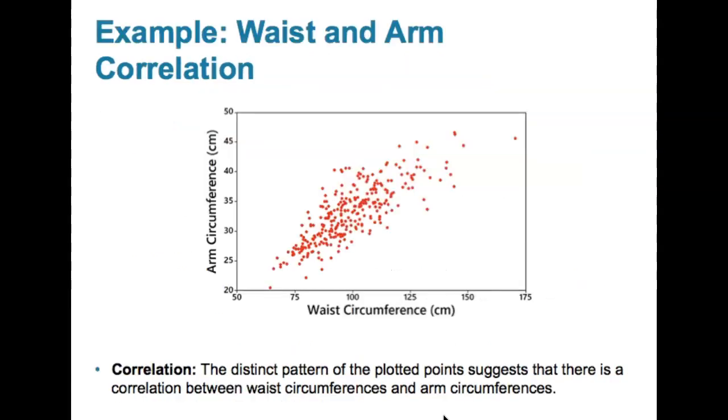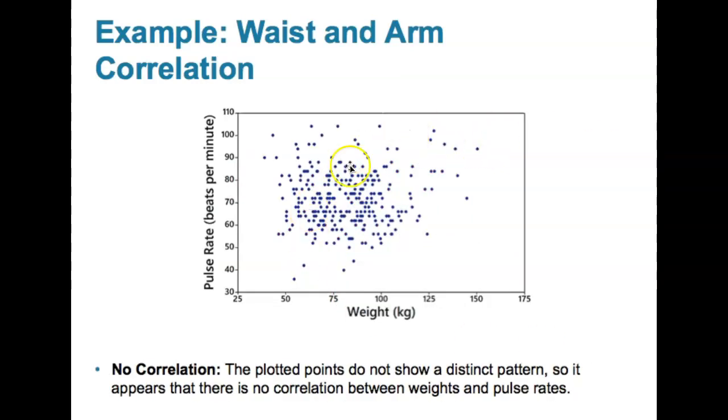between two variables. For example, this scatter plot shows data from arm and waist circumferences. We can clearly observe that some correlation does exist between these two variables because they have a distinct pattern, in this case, increasing. However, in this graph that depicts pulse rates and weights, the plotted points do not show any correlation. They are scattered all over the graph. We will learn more about correlation and regression later in the course.